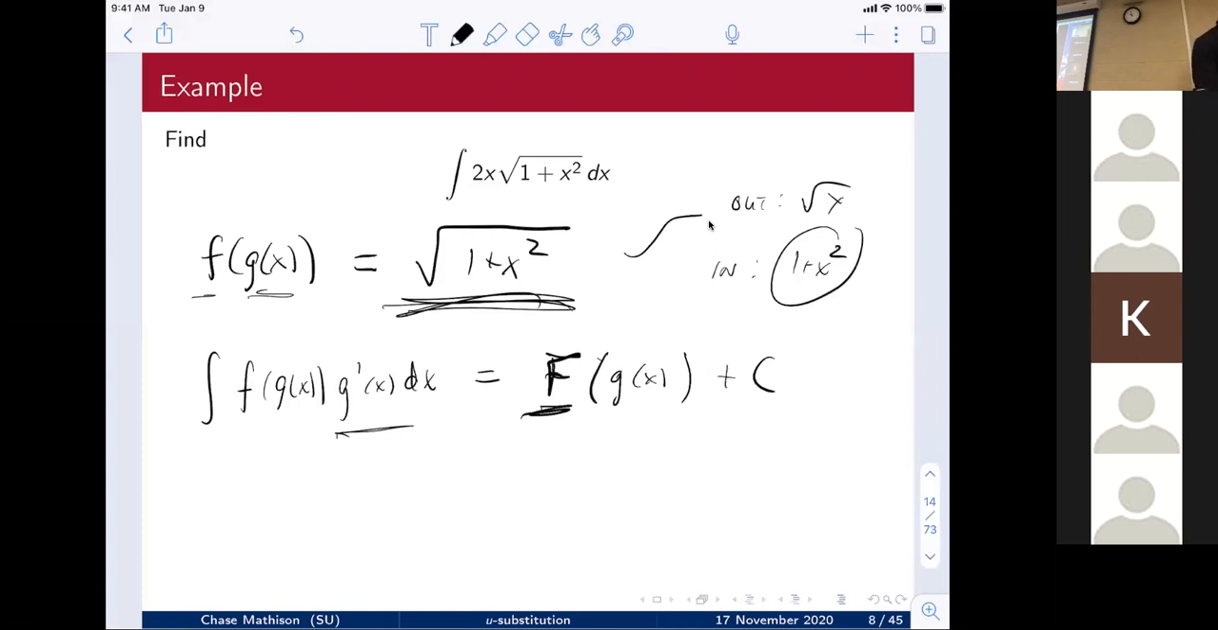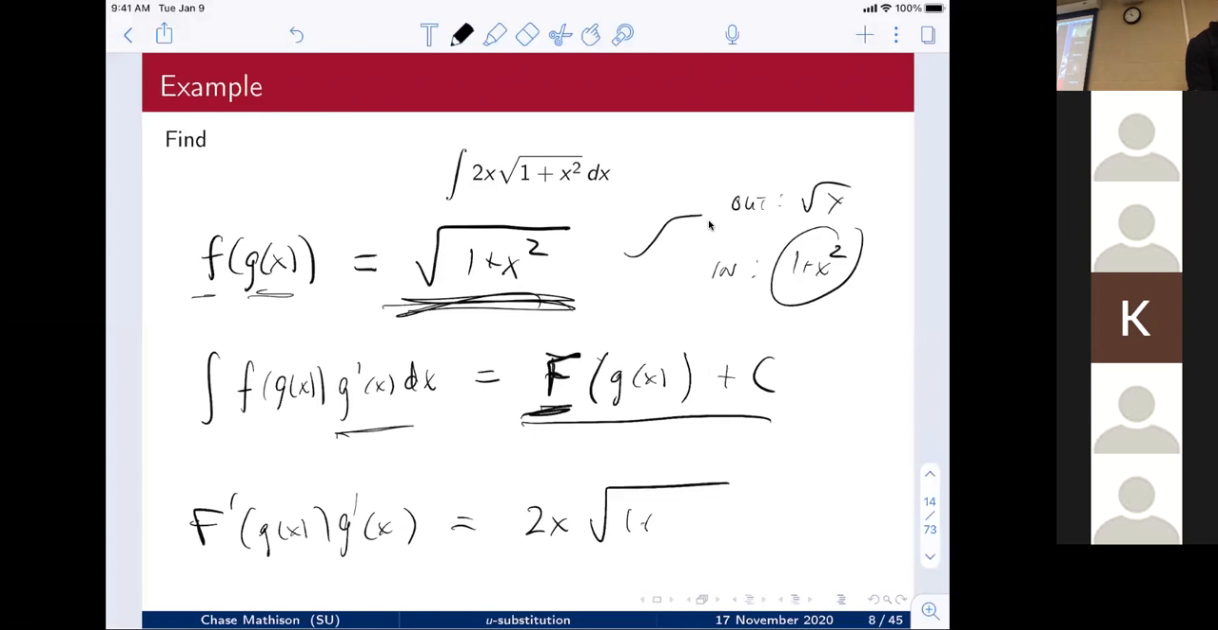The square root of x. Exactly. Capital F is an antiderivative of the square root of x. Okay. Why does that have to be the case? Well, when I take the derivative of the right side, I have to get capital F prime of g of x times g prime of x. That's just the chain rule. But I want this to equal 2x times the square root of 1 plus x squared.